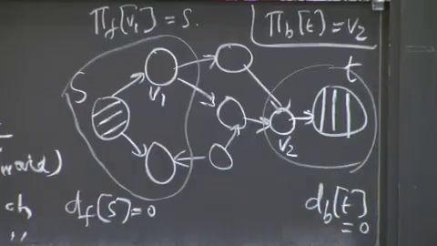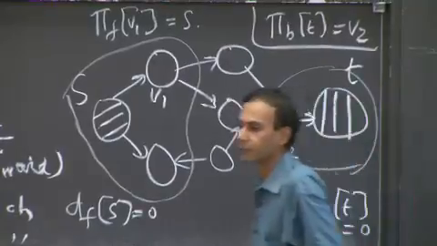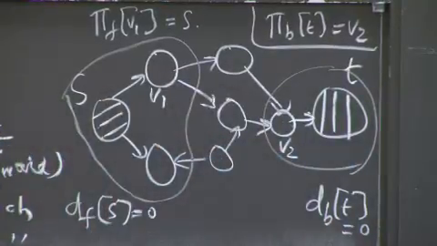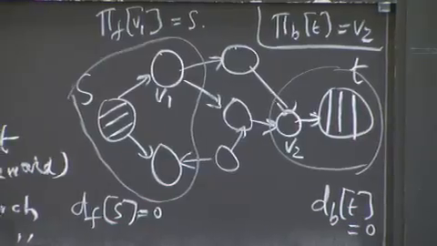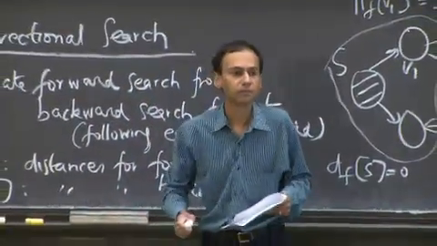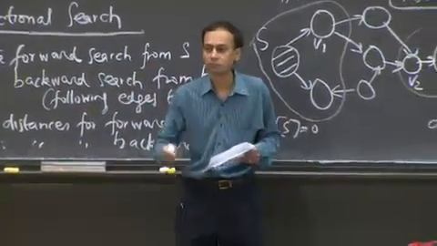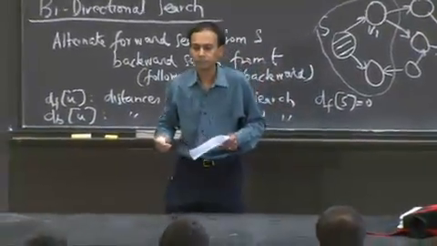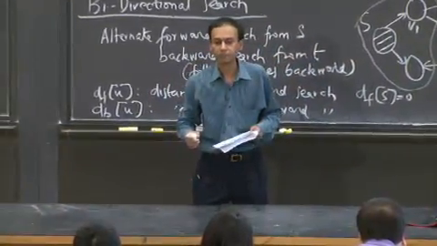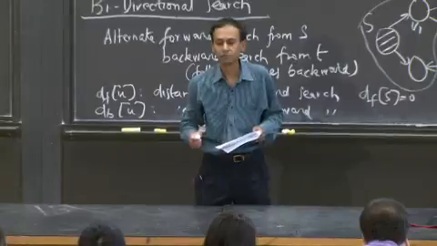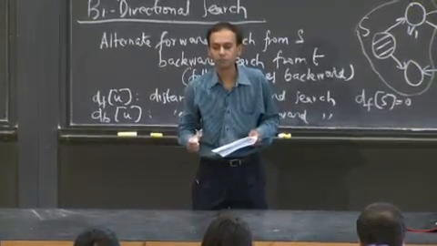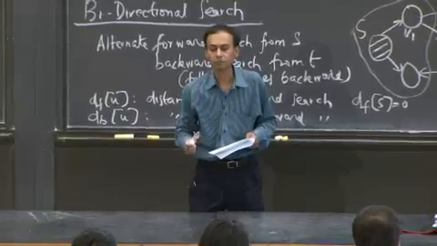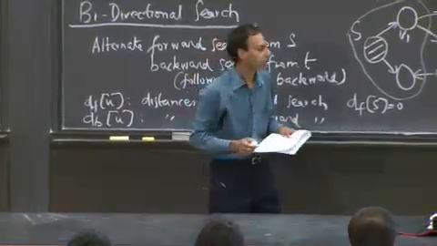So how do I find the shortest path from S to T after these frontiers have met and I've terminated this search? How do I do that? Someone? Go ahead. Well, given that data structure, you start at your T and you keep on going back to your current until you get to the point where they meet, and then you use the pi F to go from that node all the way back to S.